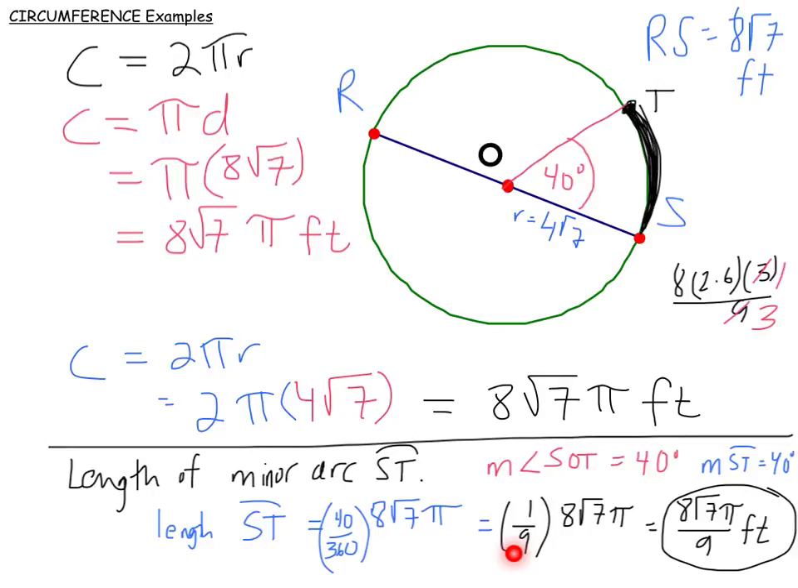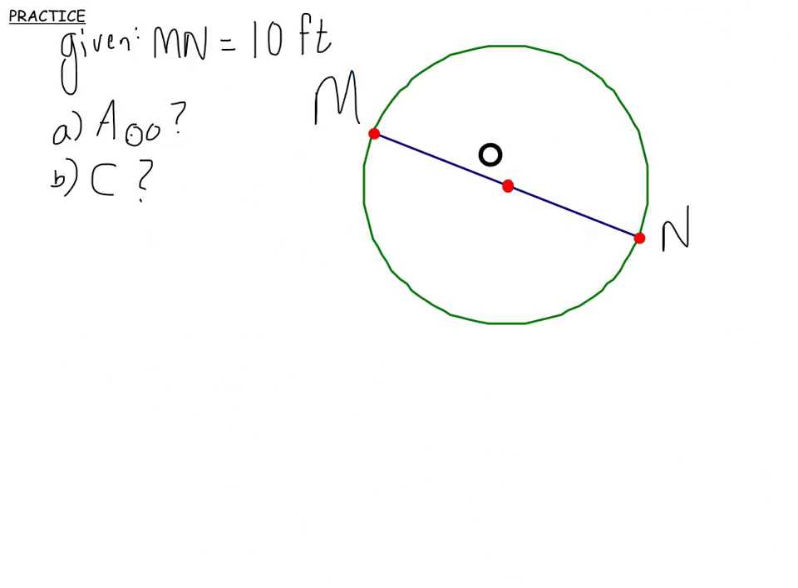All right, cool. So now here's your practice. You're given circle O, meaning O is the center, and I'm telling you that MN is 10 feet big. Your first two tasks are to find the area of the entire circle O, and then also the circumference of circle O.